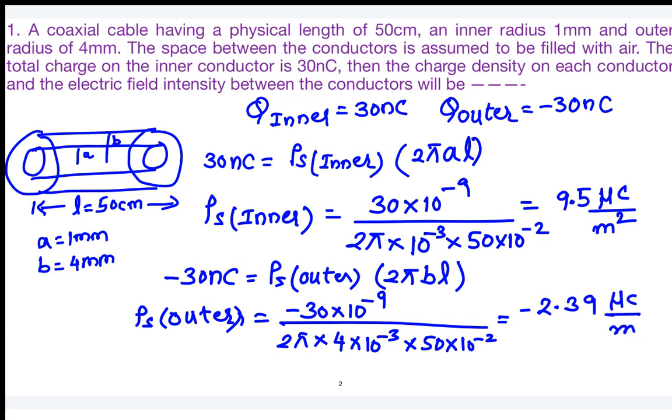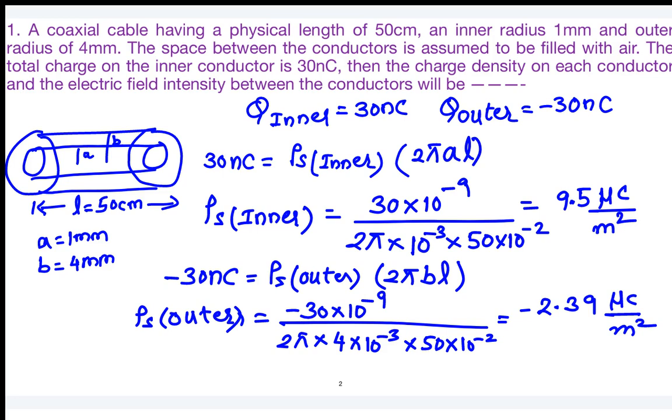So that's what we have seen. The charge can remain the same on the inner conductor and outer conductor, whereas the charge density will not be the same. And at the same time, you can use the other formula here: rho s outer equals minus rho s inner into A by B. So we will get the same value here.